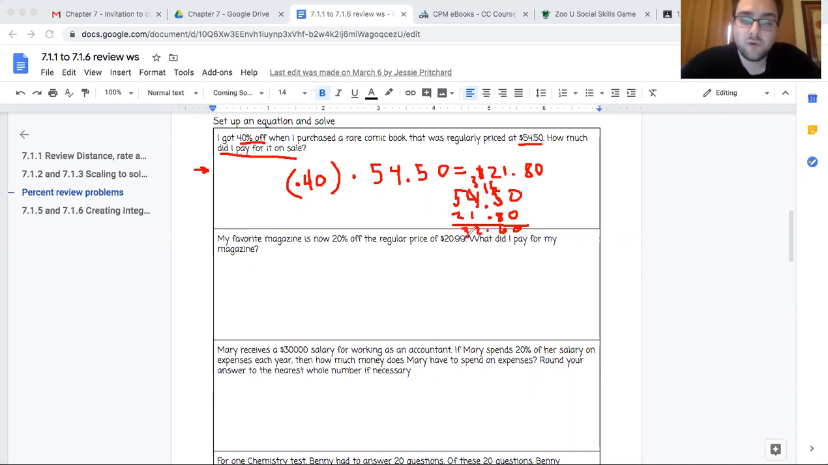The discounted price that he paid was $32.70 when it was originally $54.50.